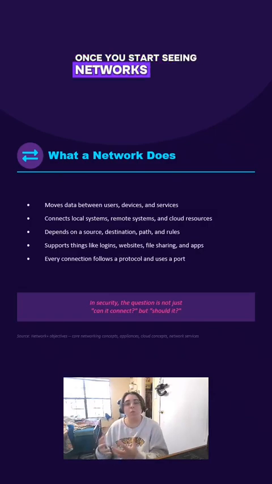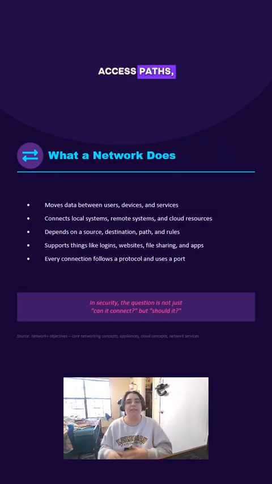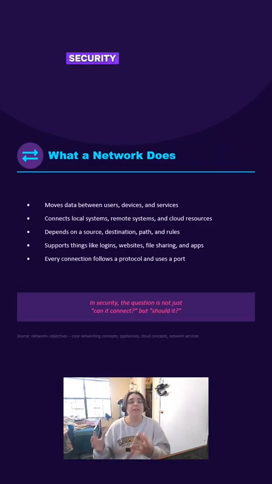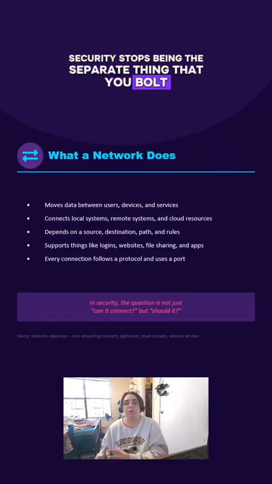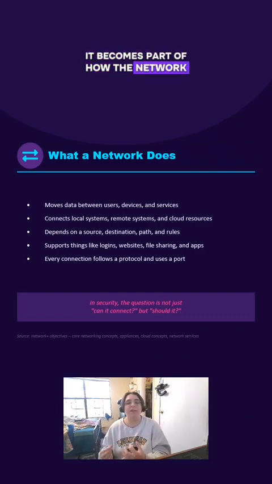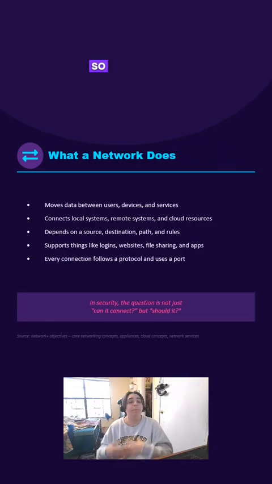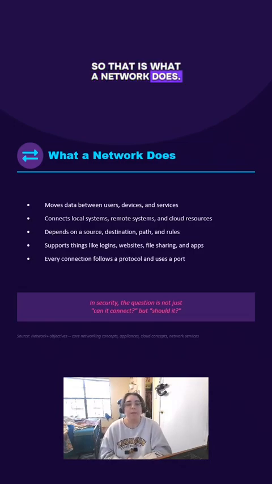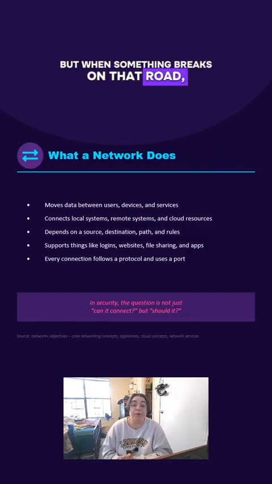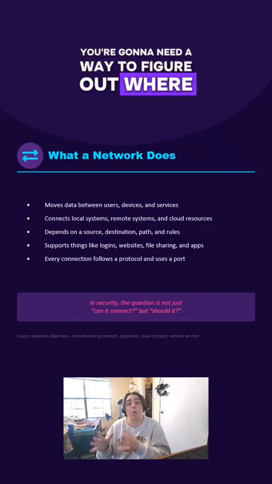Once you start seeing networks in this way, as access paths instead of just infrastructure, security stops being this separate thing that you bolt on later. It becomes part of how the network is designed from the start. So that is what a network does. But when something breaks on that road, you're going to need a way to figure out where it actually broke.